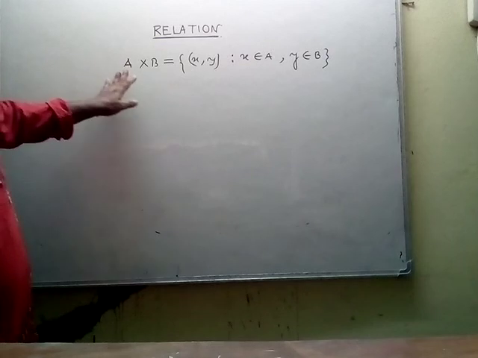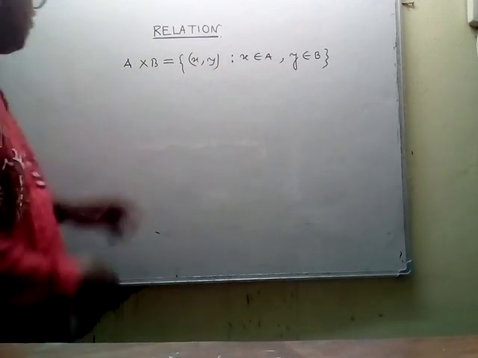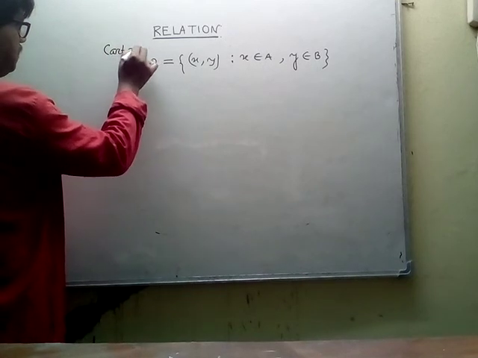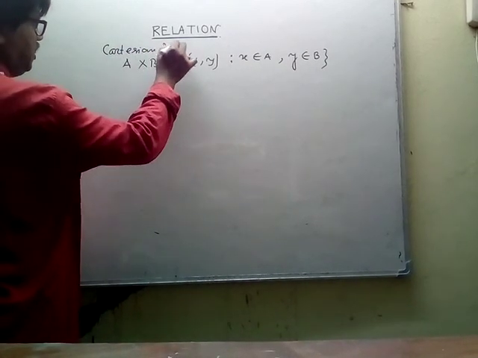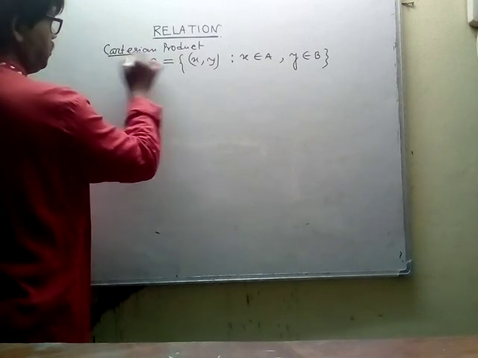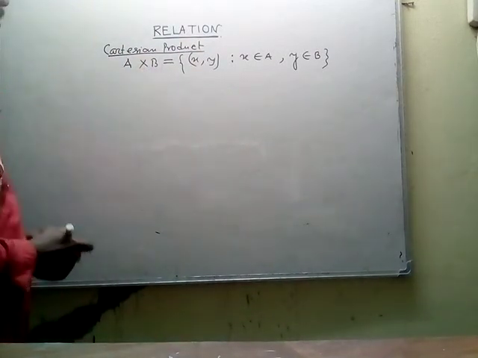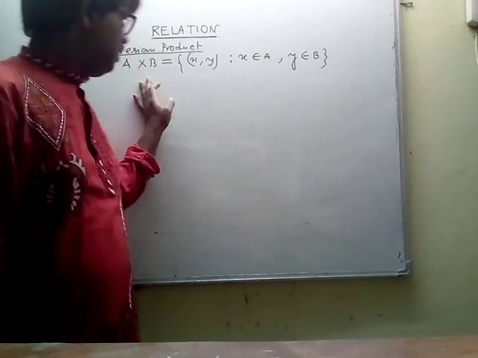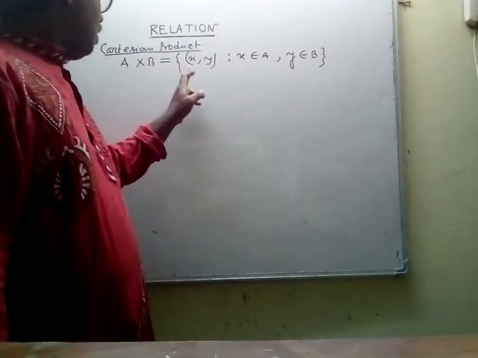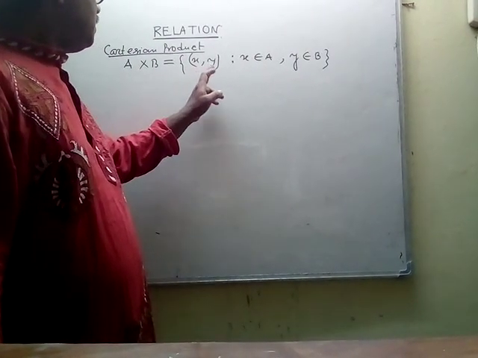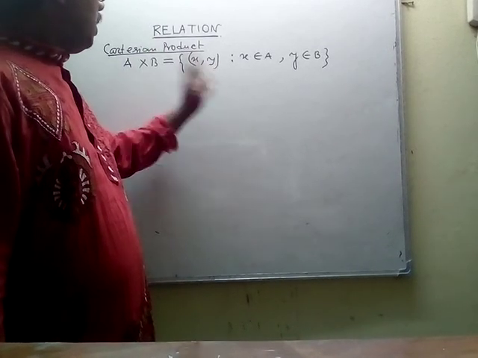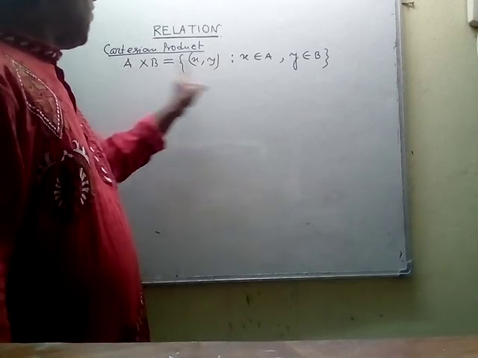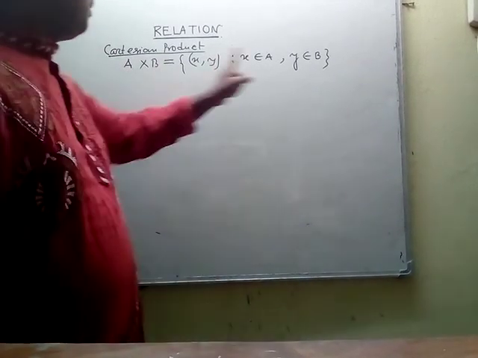That is the Cartesian product of two sets. The Cartesian product of two sets A and B is denoted by A cross B and is defined by the set of all possible ordered pairs (x, y) such that the first element x comes from A and the second element y comes from B.